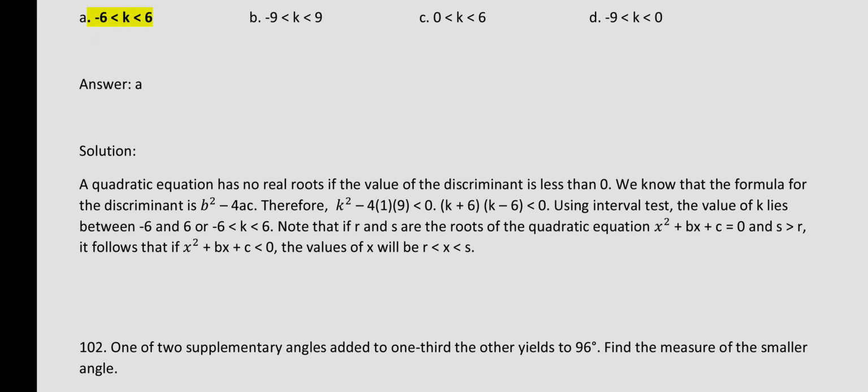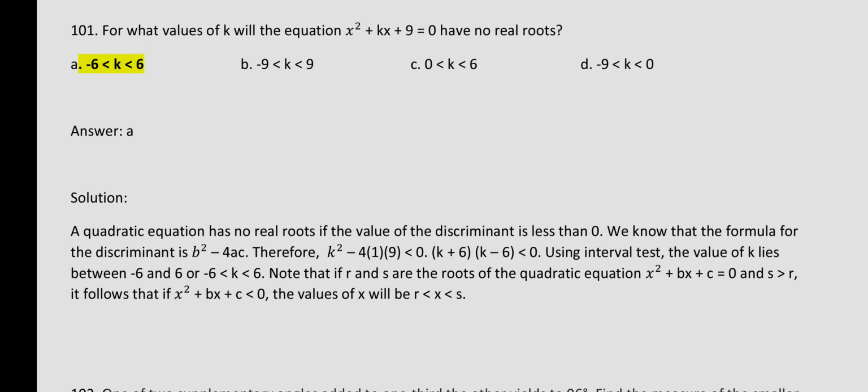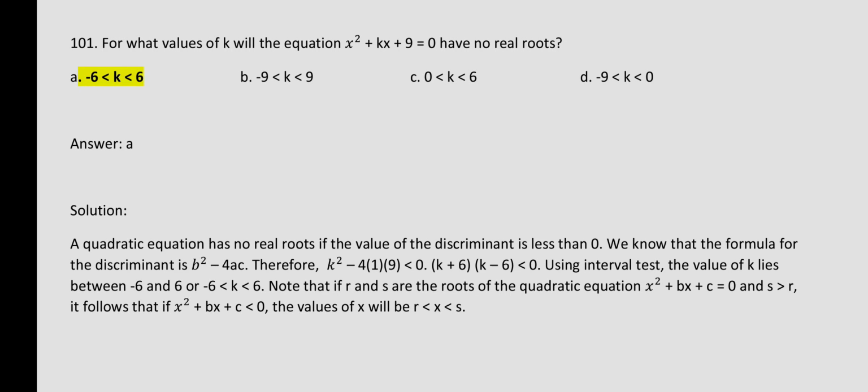Solution: a quadratic equation has no real roots if the value of the discriminant is less than 0. We know that the formula for the discriminant is b squared minus 4ac. Therefore, k squared minus 4 times 1 times 9 less than 0, (k plus 6) times (k minus 6) is less than 0. Using interval test, the value of k lies between negative 6 and 6, or negative 6 less than k less than 6.